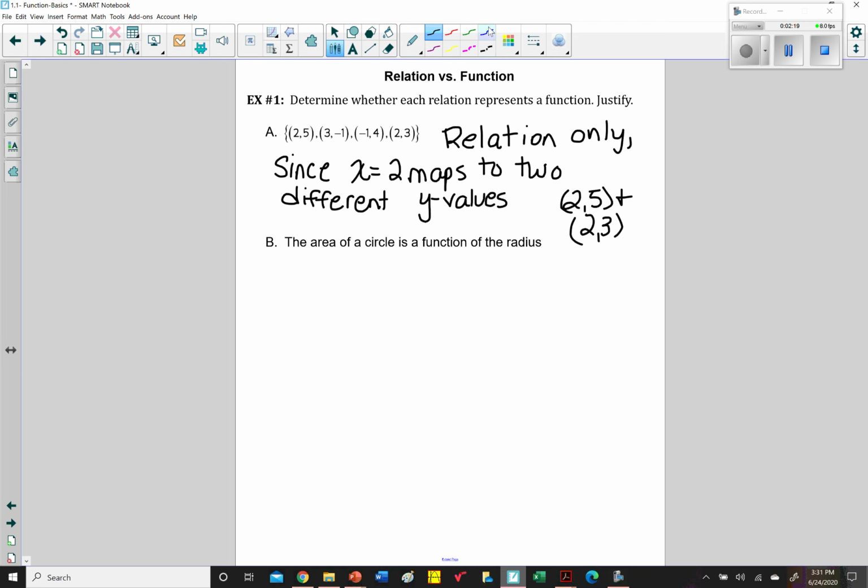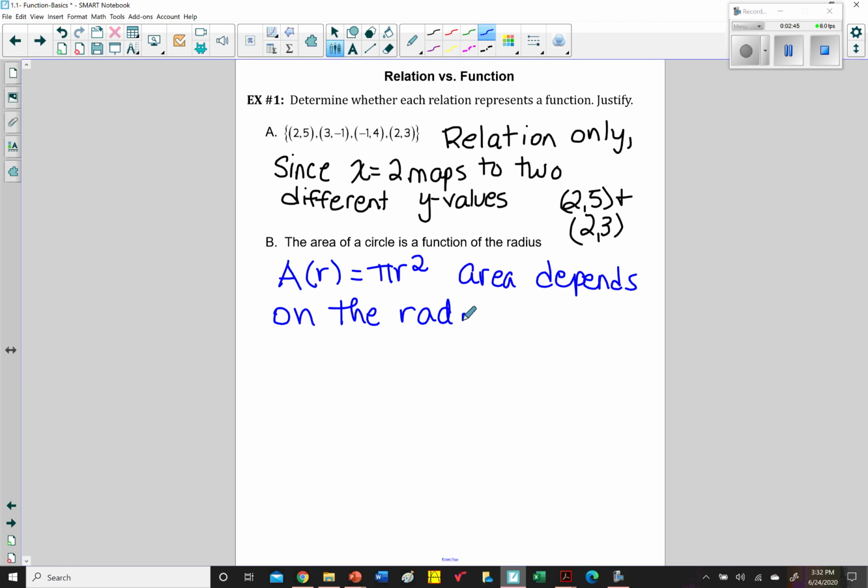Now in this next example, the area of a circle is a function of the radius. So if you think about the area formula, area is pi r squared. That means the radius is the key factor here. And area depends on the radius. So this is definitely a function in terms of radius. This is a function. So it's a relation, but it's also a function because a function is a special relation.